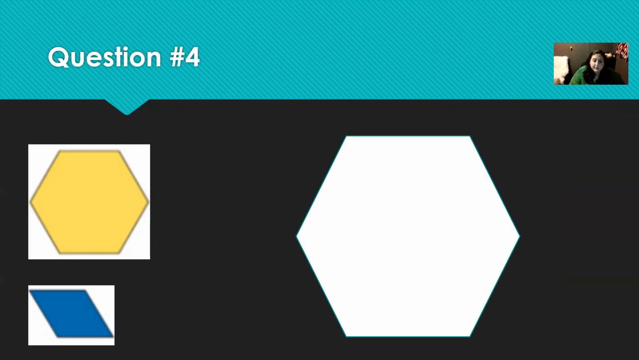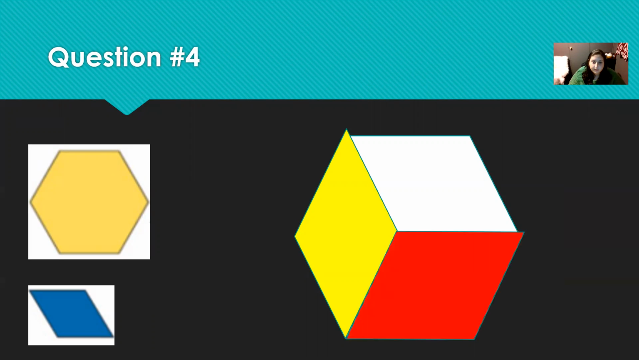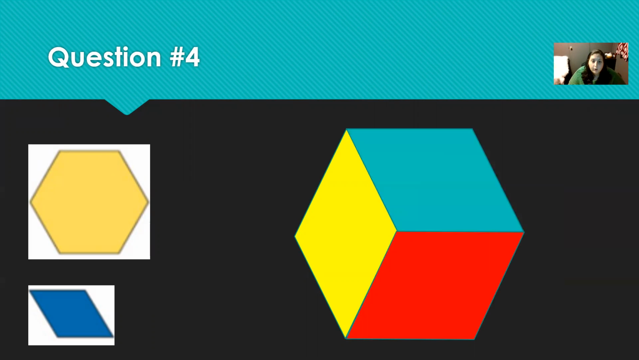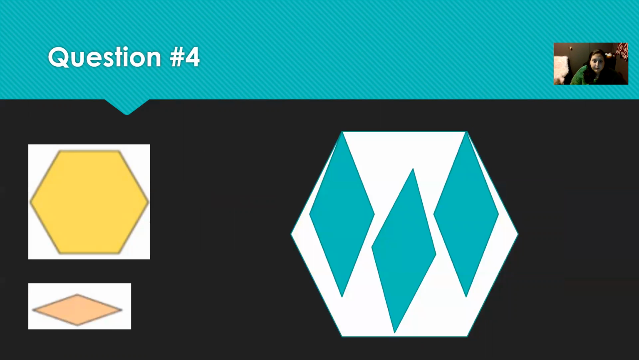And now we're moving on to this parallelogram. So we've got 1, 2, 3. So one parallelogram in this hexagon is going to be 1/3 of it. So it's going to be about 33% of the total hexagon.